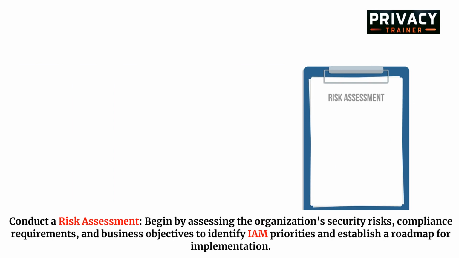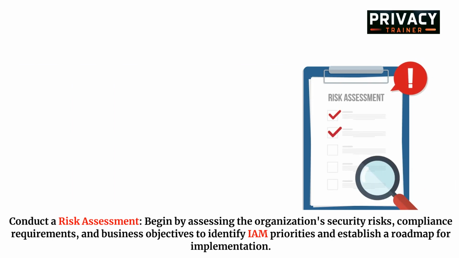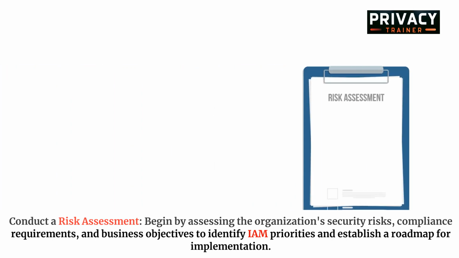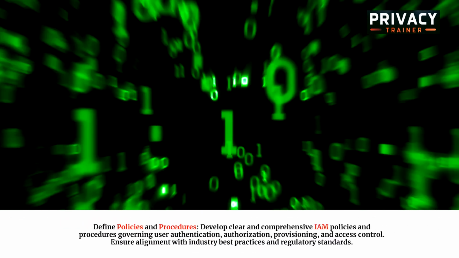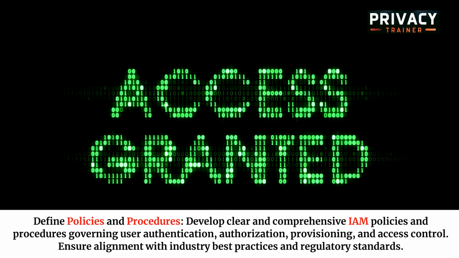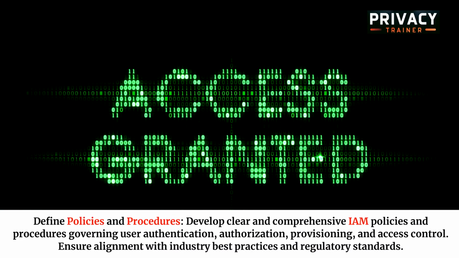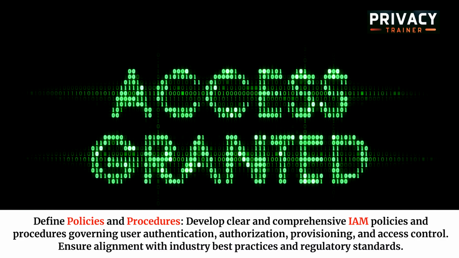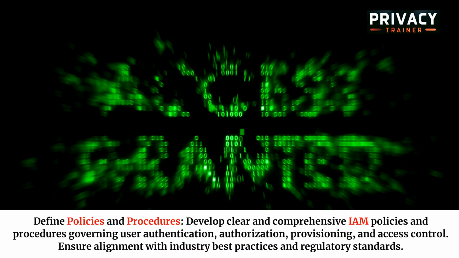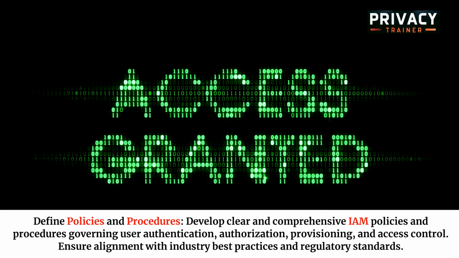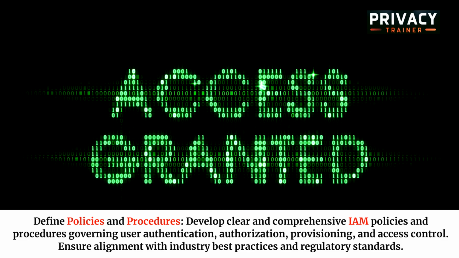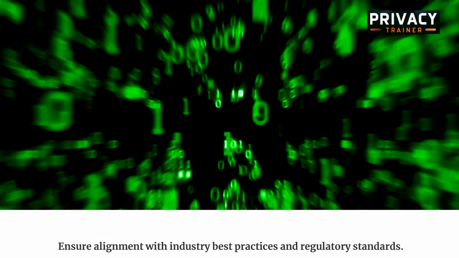Conduct a risk assessment. Begin by assessing the organization's security risks, compliance requirements, and business objectives to identify IAM priorities and establish a roadmap for implementation. Define policies and procedures. Develop clear and comprehensive IAM policies and procedures governing user authentication, authorization, provisioning, and access control. Ensure alignment with industry best practices and regulatory standards.